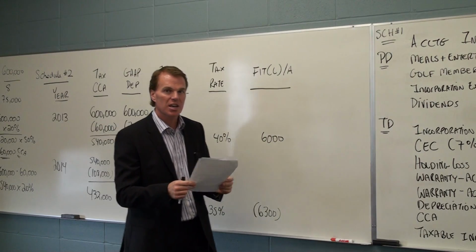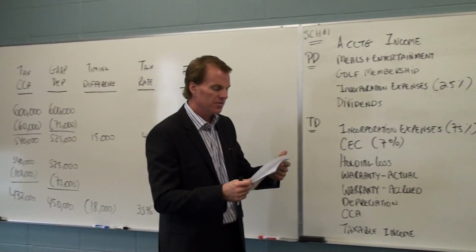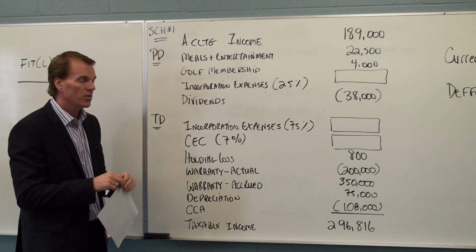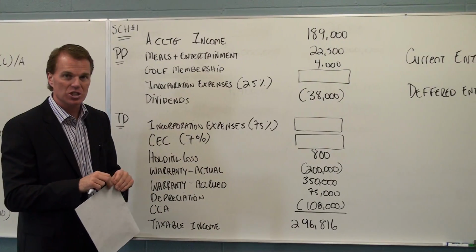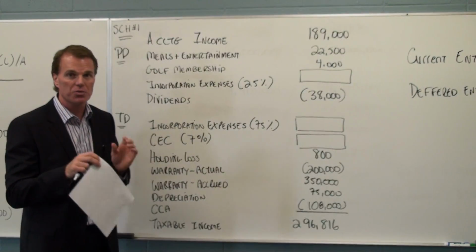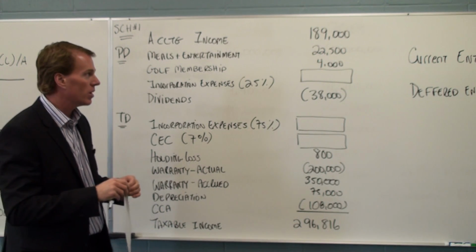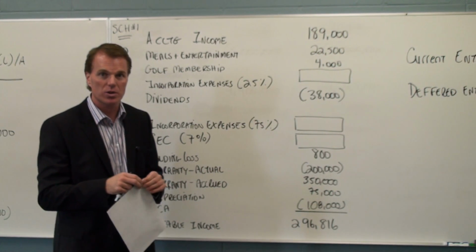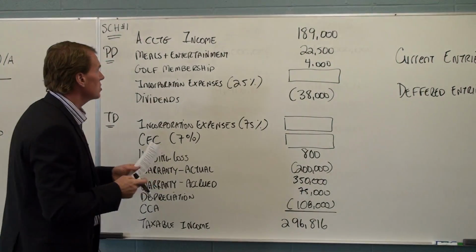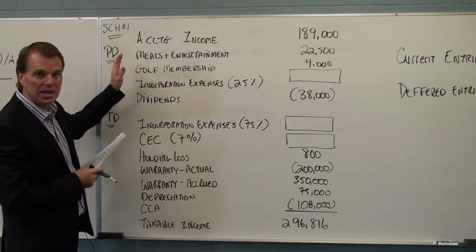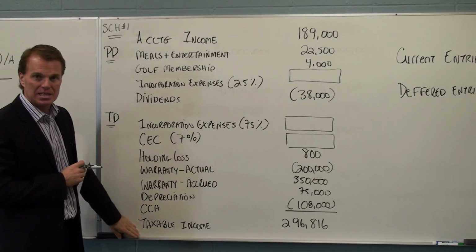Now let's move on to Schedule 1. There's a number of different permanent and temporary differences in this question that I want to highlight for you. And I want to go through one in a little bit more detail because you may never have seen it before if you've never taken a tax class. And I want to explain that to you. So Schedule 1, we start with accounting income. We end with our taxable income.